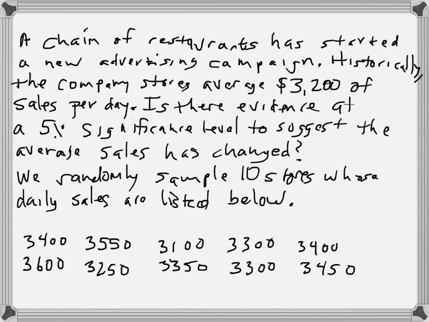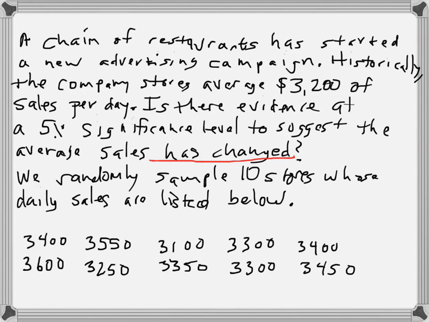Okay, so let's start out and write. And if you're watching this at home, you can pause it, see if you could write what the null and alternative hypotheses are. And again, look at the question that we're asking. Is there significant evidence to suggest that the average sales has changed? Has changed doesn't indicate a direction. It could be bigger, it could be lower. So should this be a one-tailed, right-tailed, left-tailed, or two-tailed test?